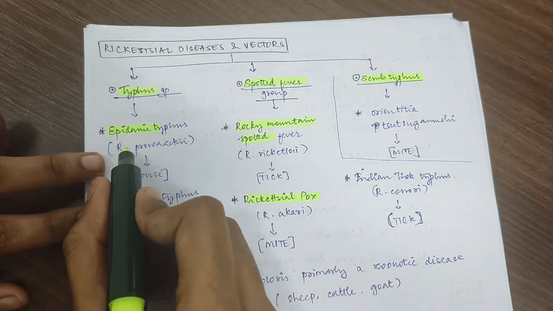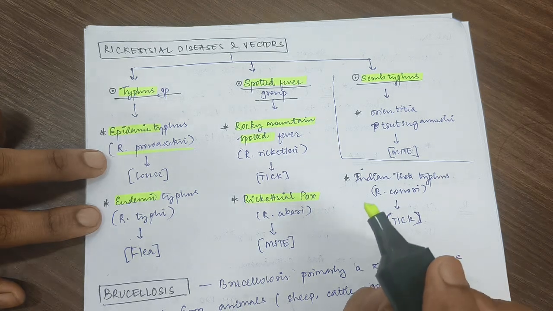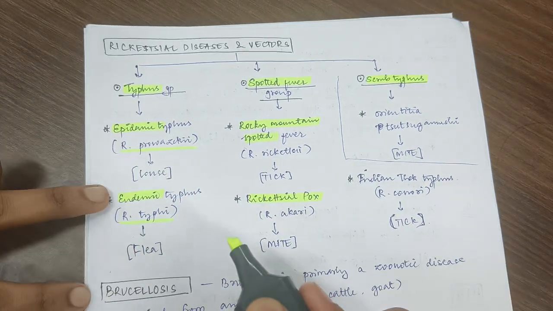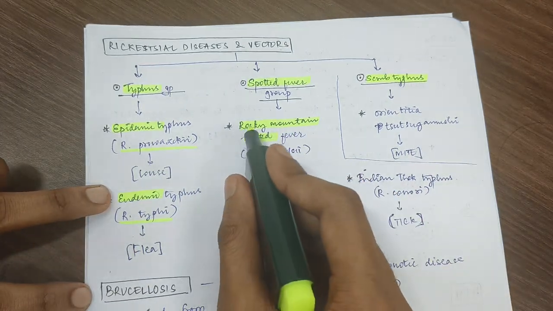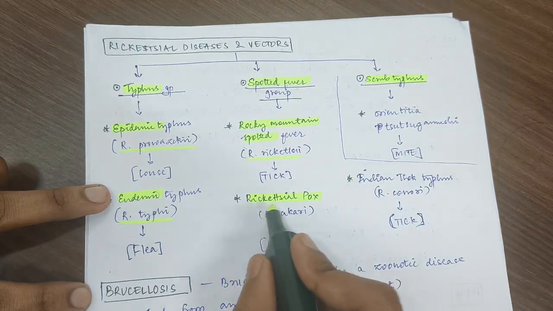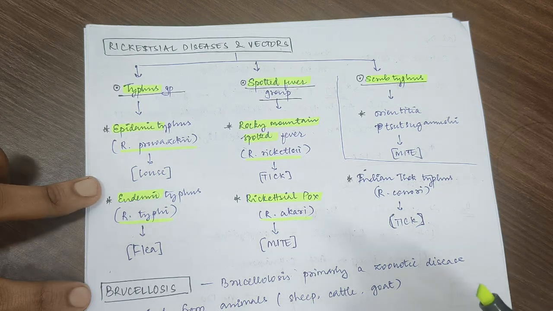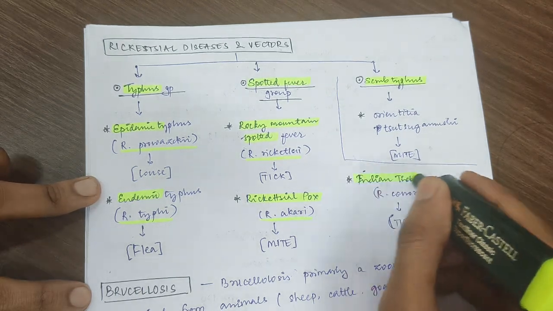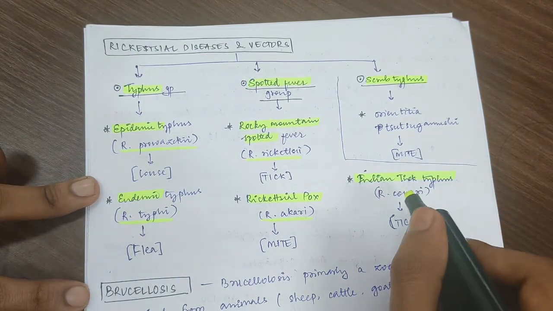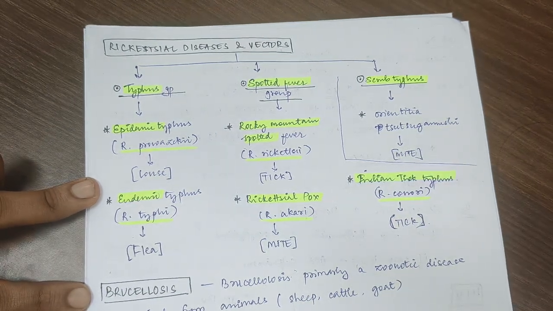Epidemic typhus is caused by Rickettsia prowazekii, whereas Rickettsia typhi is going to cause endemic typhus. Rocky Mountain spotted fever is caused by Rickettsia rickettsii, and rickettsial pox is caused by Rickettsia akari. So then one more you are going to see, Indian tick typhus, which is a part of spotted fever only. Here it is Rickettsia conorii.